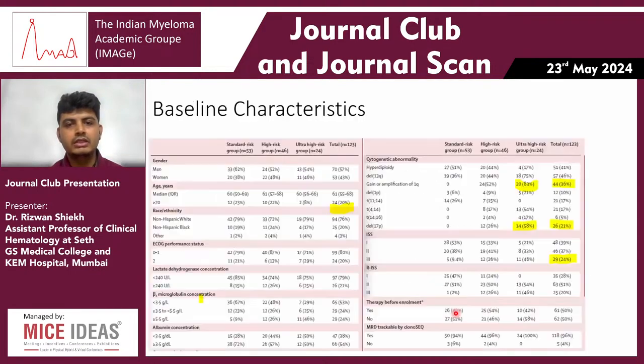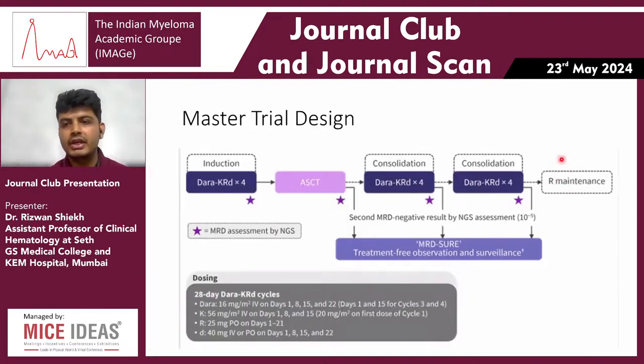To summarize, if you look at this trial design, 20 patients in the end were here and went to LEN maintenance, and the rest, around 70% of them, were able to achieve the MRD-SURE phase.